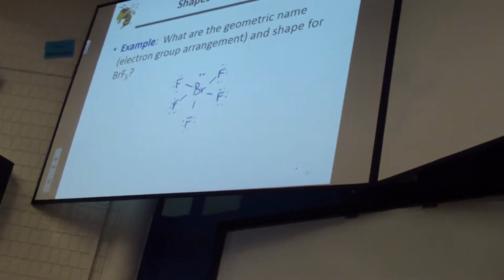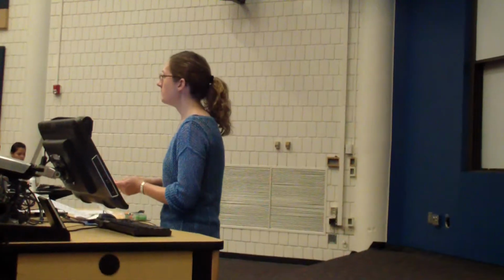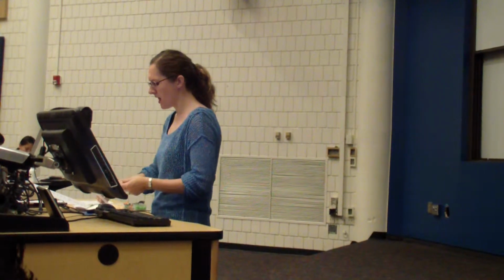That's a really ugly lone pair, but we're going to go with it. So we end up with an octahedral electron group arrangement, but what is the shape? Square pyramidal. Yes, absolutely. So let's take a look.